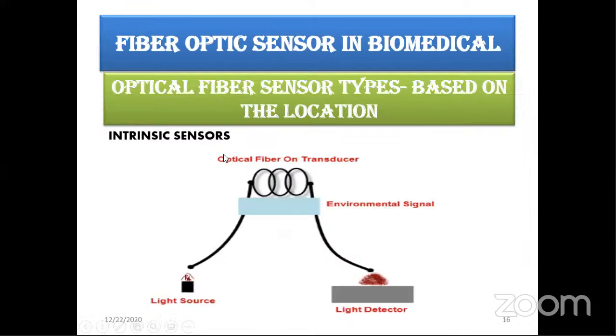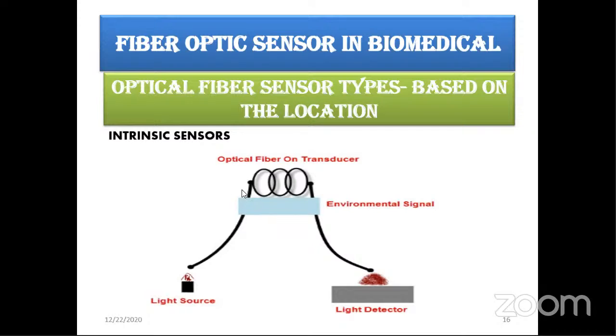This is the diagrammatical representation of intrinsic sensors. So here we are having the light source, and here we are having the detector. In between the light source and detector, the sensor will be placed. Actually, this sensor will be embedded inside, or it will be the part of the cable. So here, whenever there is a change in the environmental signal, the modulation will occur inside the cable. That is the intrinsic sensors. Whenever there is a change in the environment, a modulation occurs inside the fiber. Those changes will be sensed by this sensor.